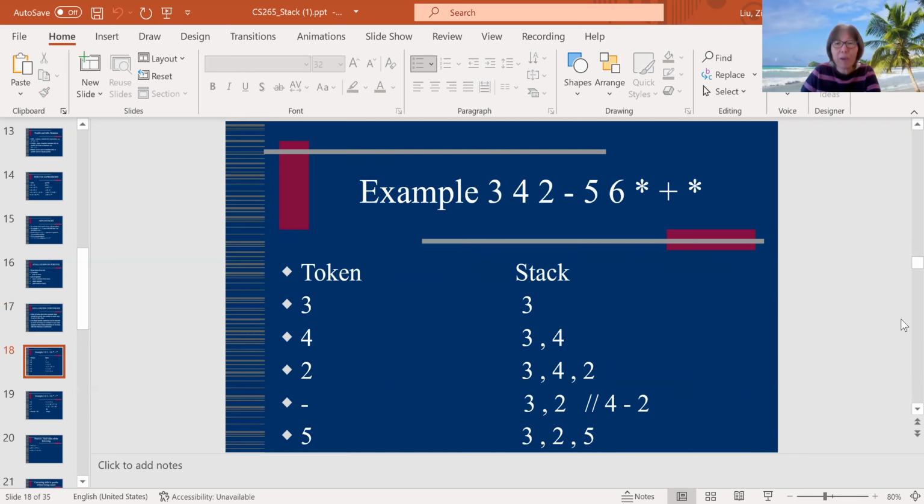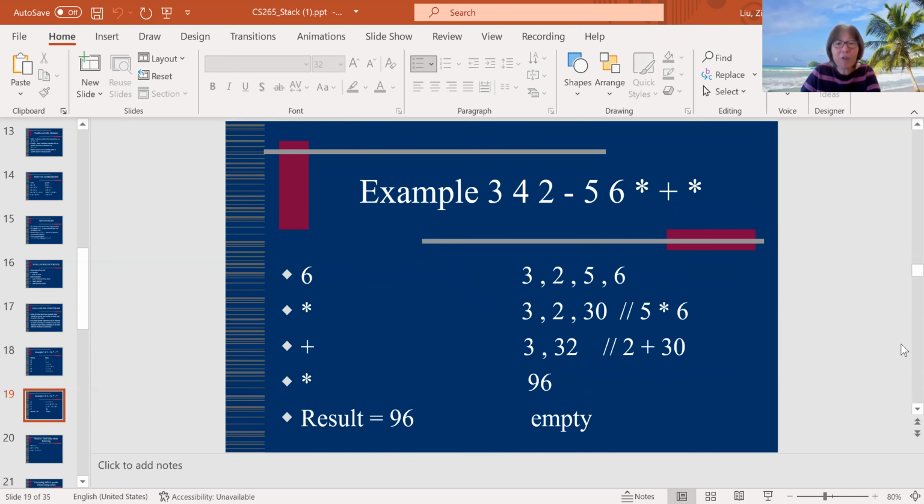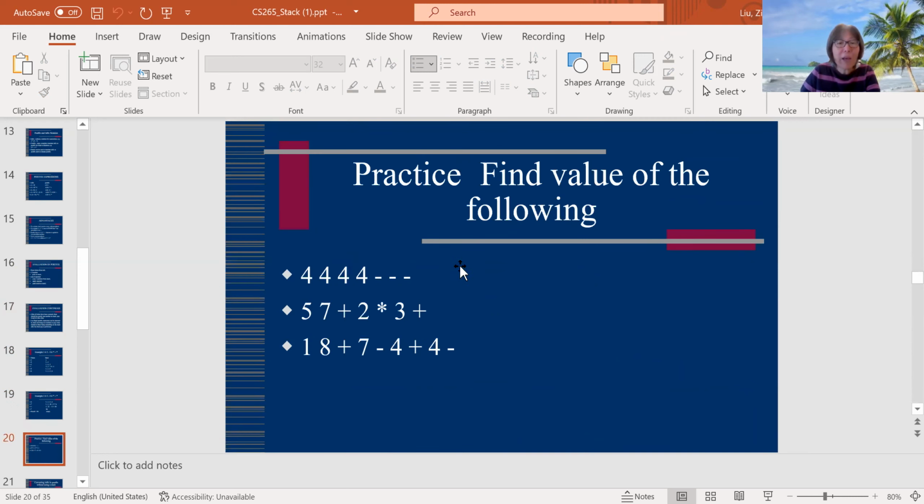Okay, so my result is off because I mistakenly thought the order doesn't matter. So be careful. Okay, so we can take a look at more exercises.